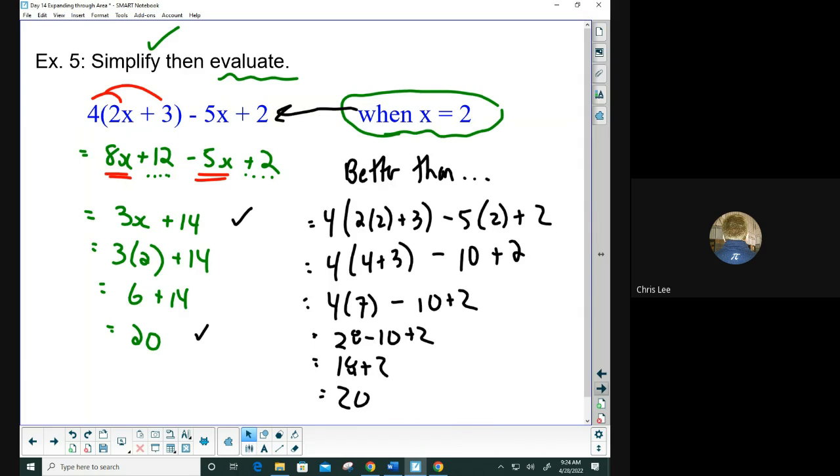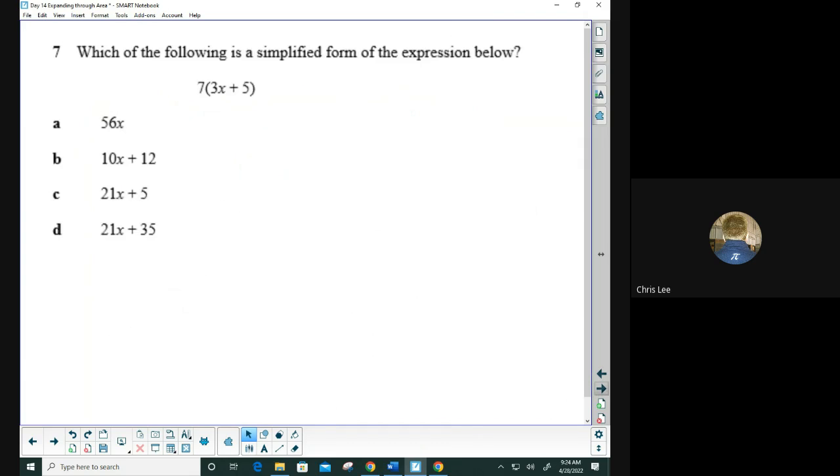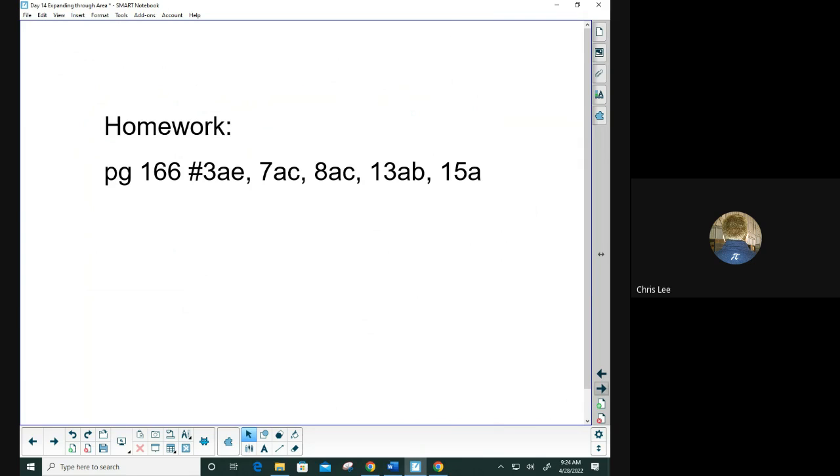All right, great. You can erase that and come back down. All right, so practice. Page 166. And again, I've chosen not to give you all of them, just a couple. So you can try those.